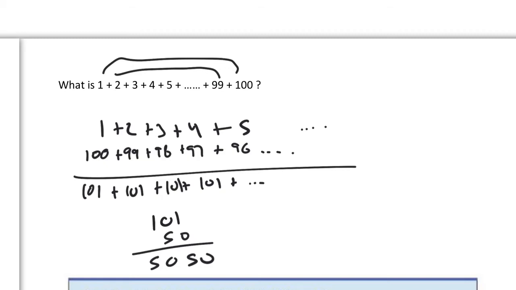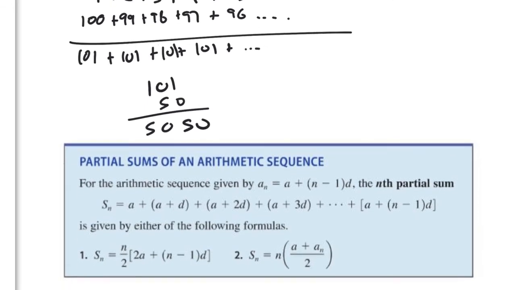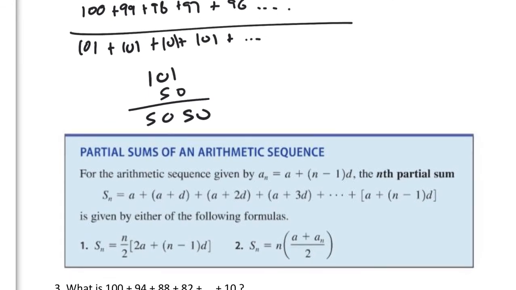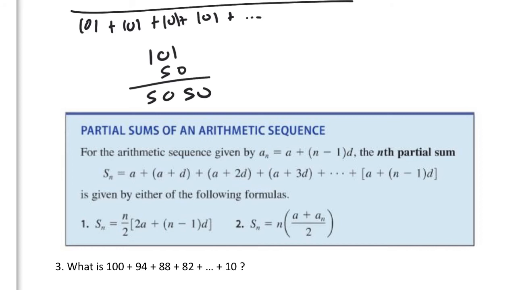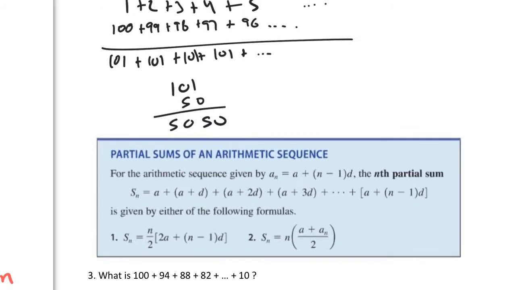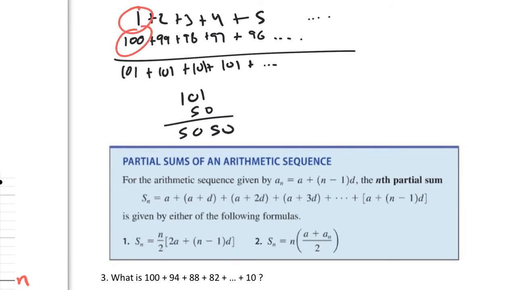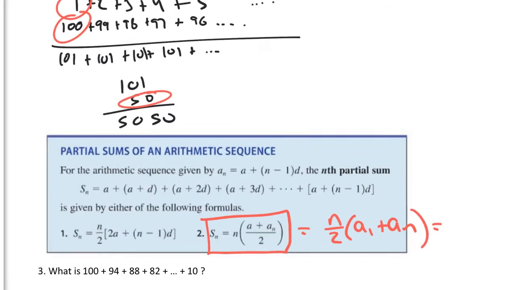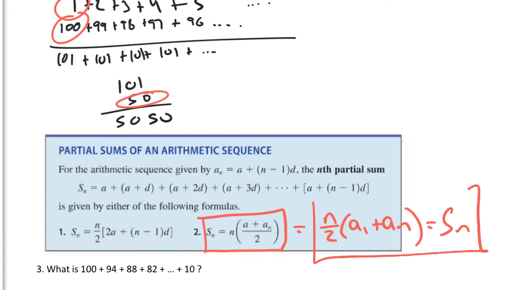So that leads us to a formula for the partial sum of an arithmetic sequence. And the book has a couple of them, and I tend to like the second one better. Essentially, if you notice what we did in that problem, is that we took the first term and the last term and added them together, and then took that answer, multiplied it by half of how many things we were adding up. That's what this formula is saying. I like to write it a little differently. I like n over 2 times a1 plus an. And that is the sum of the first n terms of an arithmetic sequence.